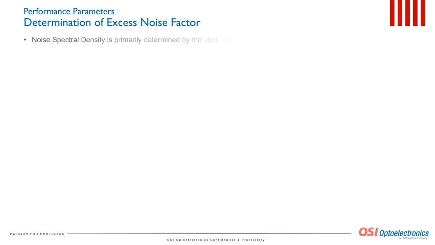The noise spectral density for APD is determined primarily by the shot noise obeying the Poisson distribution. In practice, the dark current conditions are used to estimate the excess noise factor using the following equation.